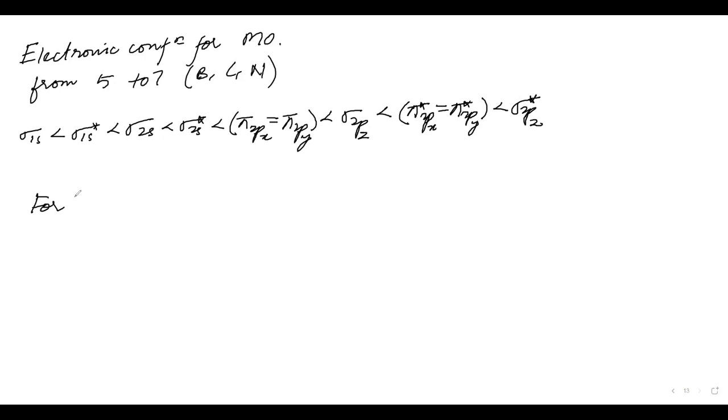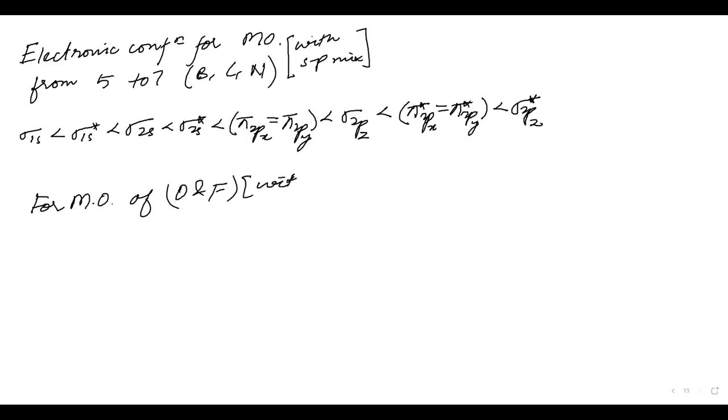Now for the MO of oxygen and fluorine, O and F, it will be without SP mixing. This one is with SP mixing, and this one is without mixing. We will have sigma 1s, then sigma star 1s, then sigma 2s, then sigma star 2s.